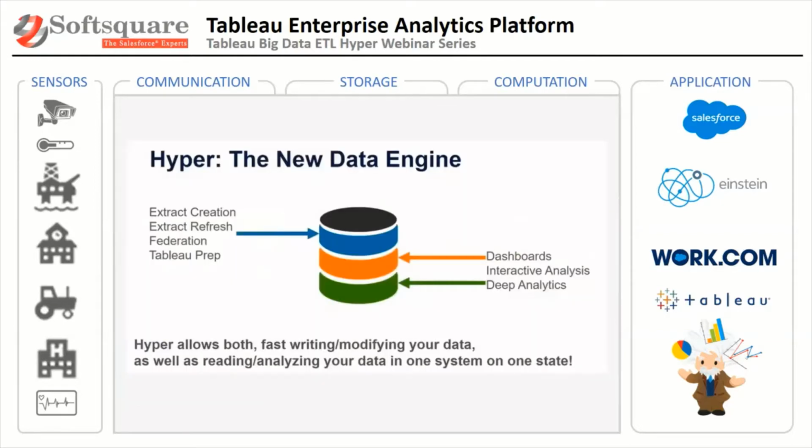Okay, so the Hyper database engine, right? The Hyper data engine, they striped it like this at different levels. So you can see the extract creation, extract refresh, and a federation, and then going right into dashboards and deep analytics. And they kind of highlight those different colors based on the functionality, such as dashboard interactive analysis and deep analytics for heavy processing. Now let's go ahead and take a look at another visualization here.